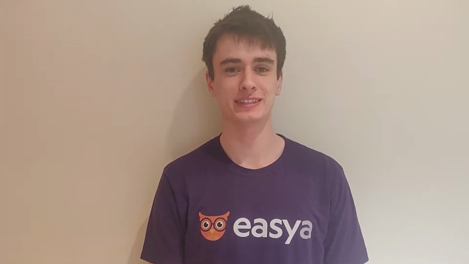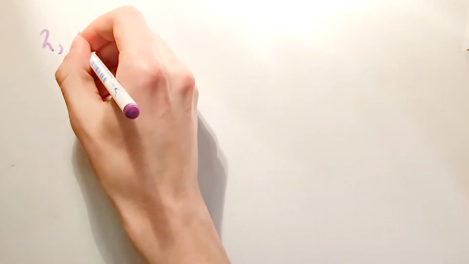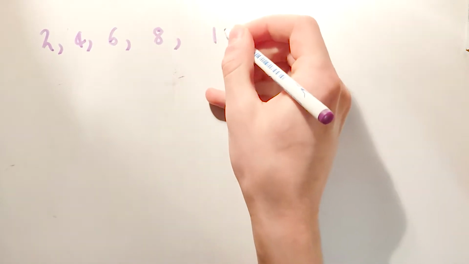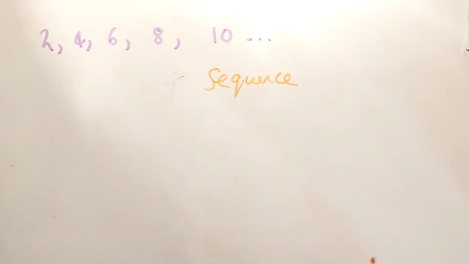This video is going to be on sequences, so let's get started. A sequence is a set of numbers that's linked together by some kind of pattern or rule. Each number in a sequence is known as a term of that sequence.